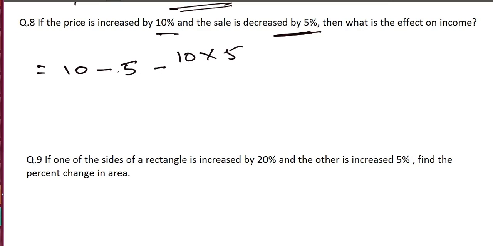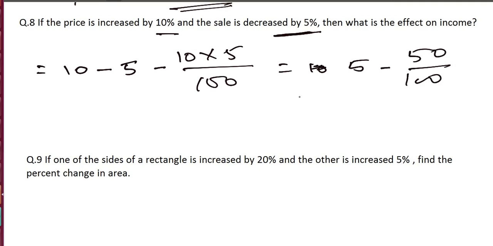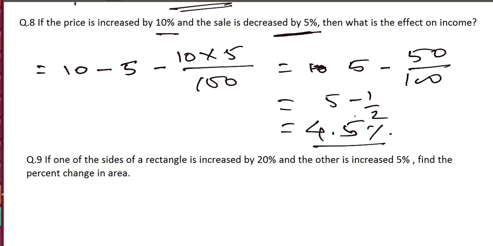minus 10 into 5, minus because of this minus, this is A into B, so B is minus, that's why this minus, divided by 100. So 10 minus 5 is 5, minus 50 by 100, which is equal to 5 minus half, which is equal to 4.5%. So there is an increase in the revenue or income by 4.5%.